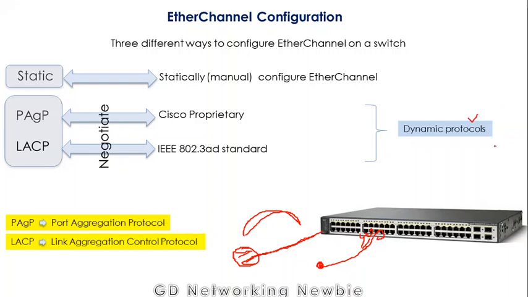There may be multiple differences between these 2 protocols, but for us, the main point is that the first, the Cisco proprietary protocol, supports 8 links. It means we can combine 8 ports together to make a single EtherChannel, whereas in LACP, we have 16 possible links which can be combined to make a single EtherChannel.